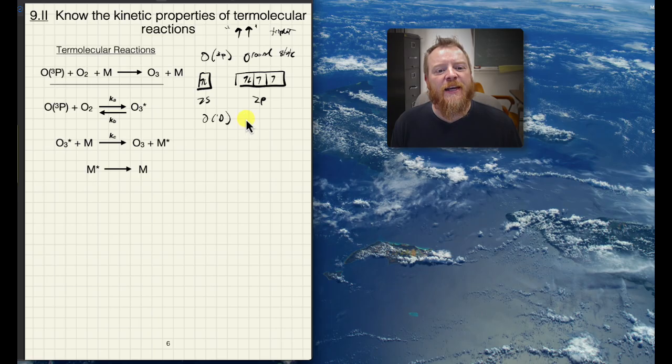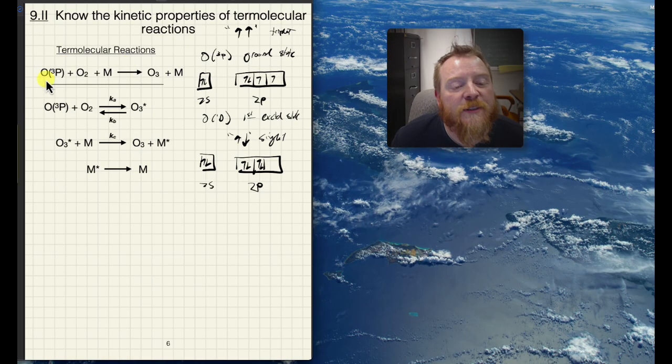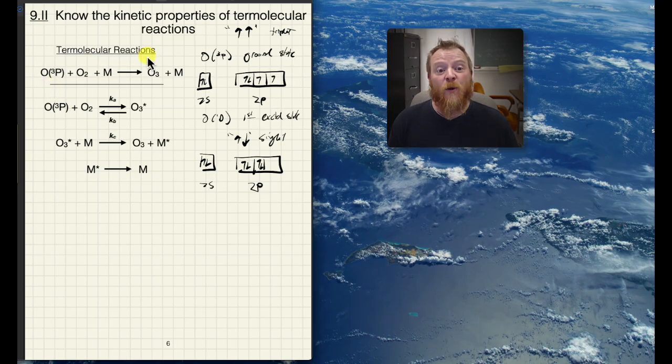O singlet D, which is the first excited state, exists in this singlet, which is an electron pair. Okay, and so that first excited state of oxygen atom looks like this. It still has its 6 electrons, but now instead of spreading out, they're forced to pair up. So when we look at this mechanism, it specifically only happens, at least reasonably, with the triplet ground state, for the following reasons, right?